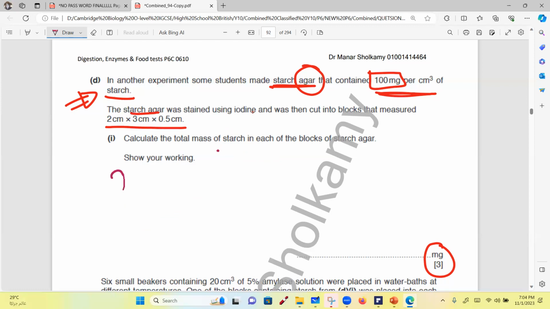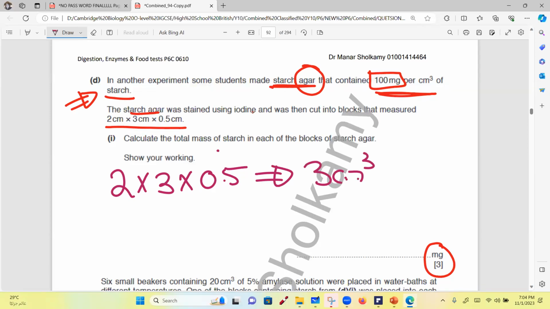2 times 3 times 0.5. Can you please calculate it? How much is that? 3. Okay, this is 3 centimeter cubed of agar. How much starch is present in this block? This is not the answer. This is one step in the answer.